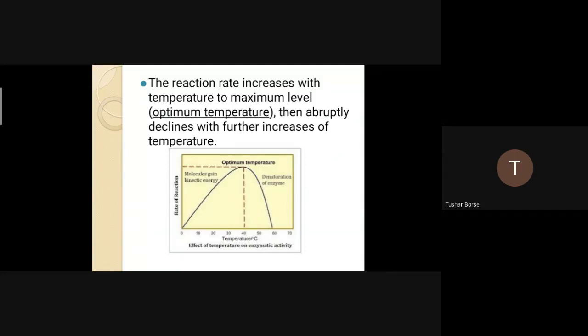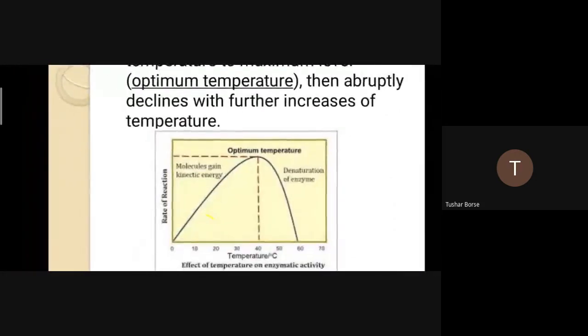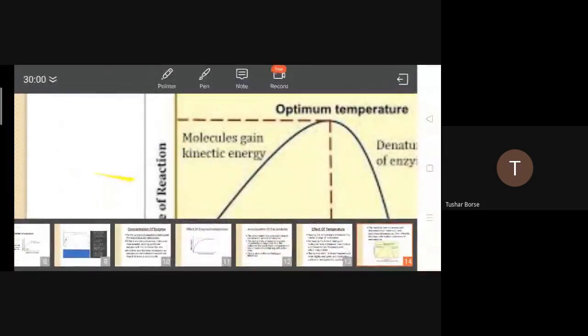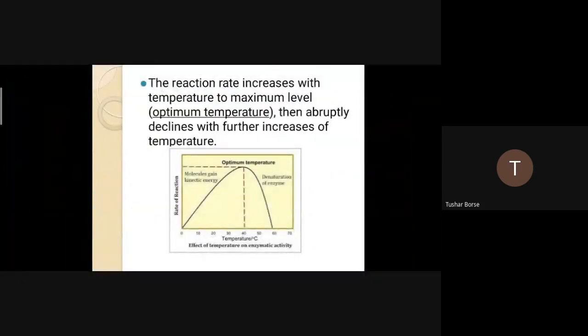Here we can see that the rate of reaction is maximum at the optimum temperature. After a particular point, that is the optimum temperature, the rate of reaction will decrease since the enzymes are going to denature.